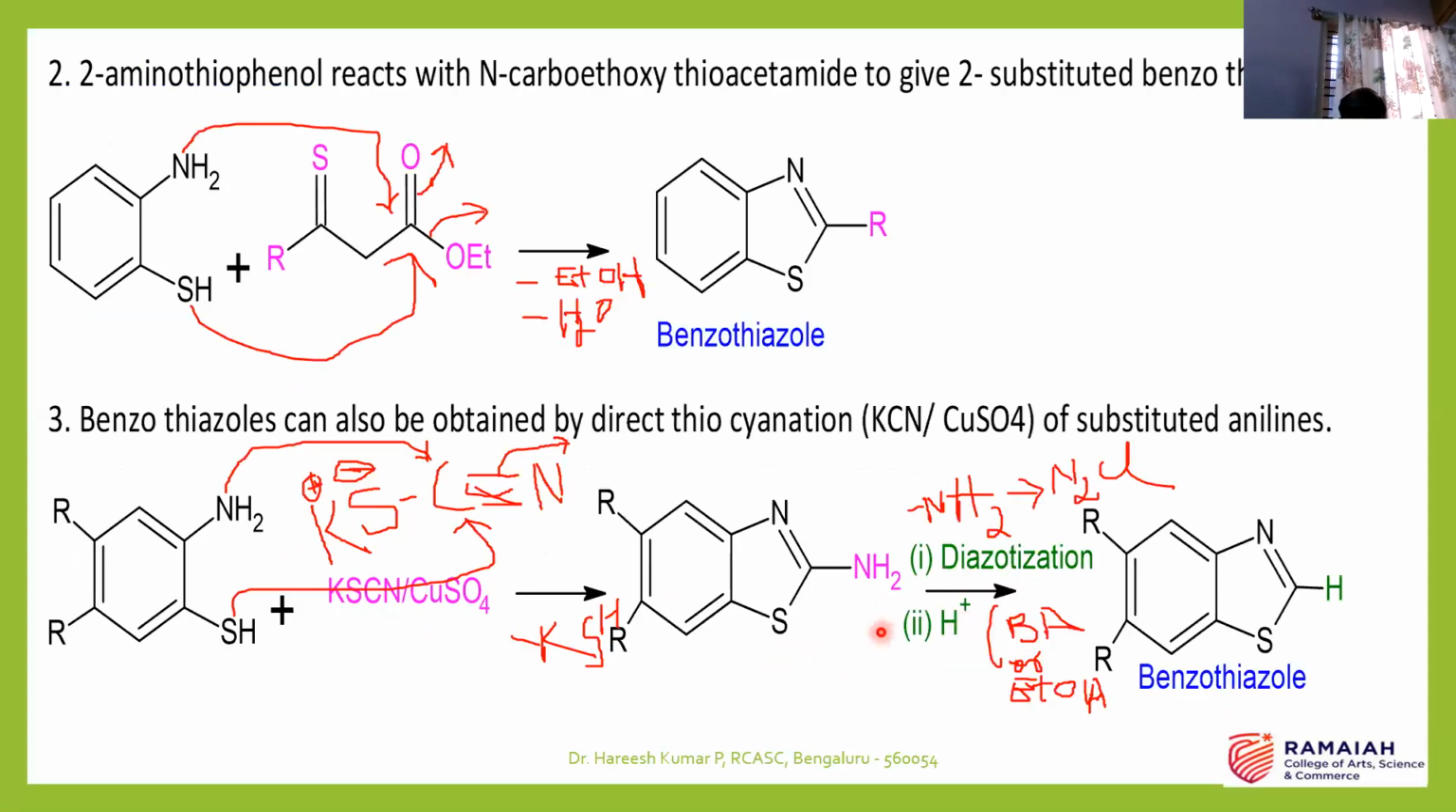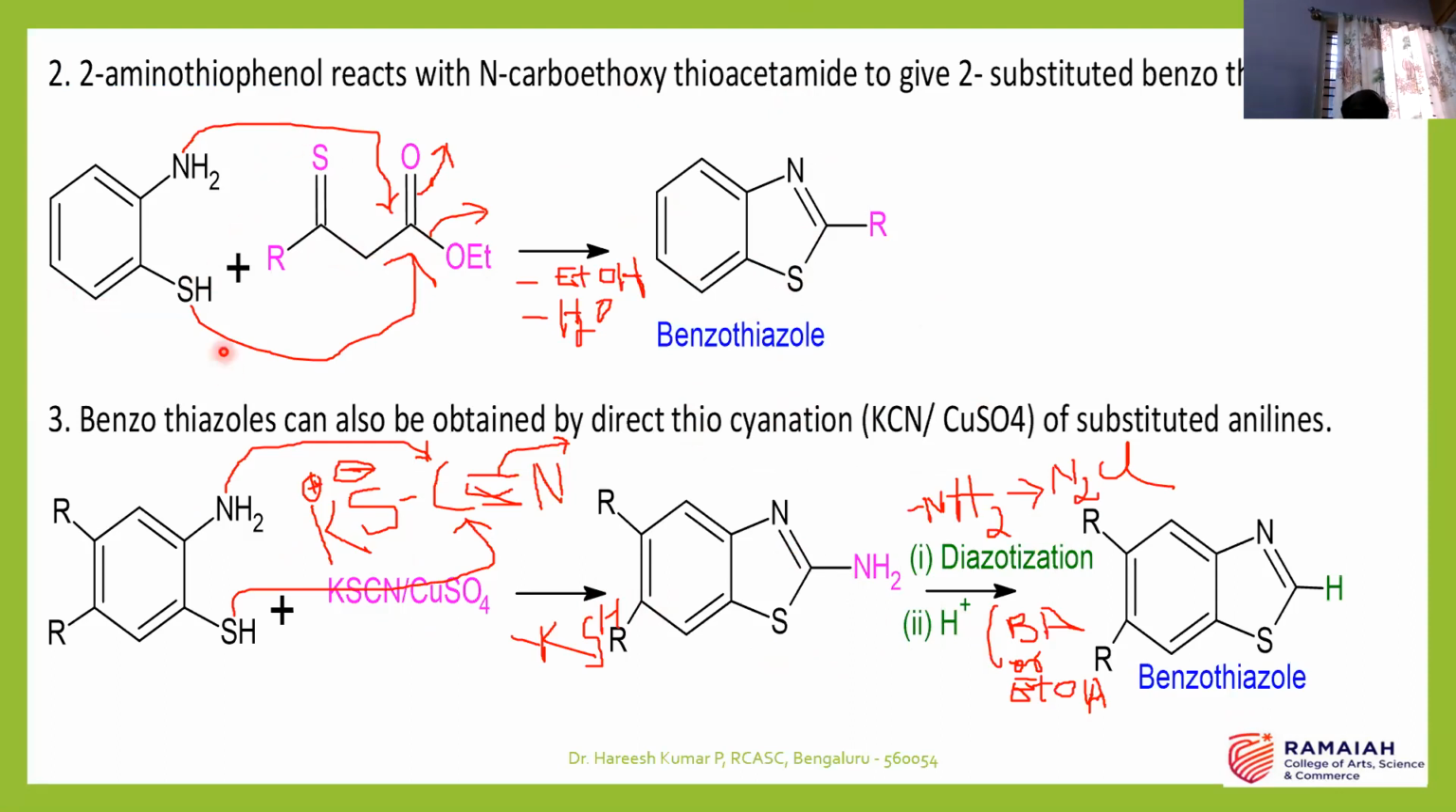So the next slide is about one more method of preparation of benzothiazole. This is benzothiazole. How can one prepare it? So this is the starting material. Of course, aminophenol mercaptal is one of the starting materials.